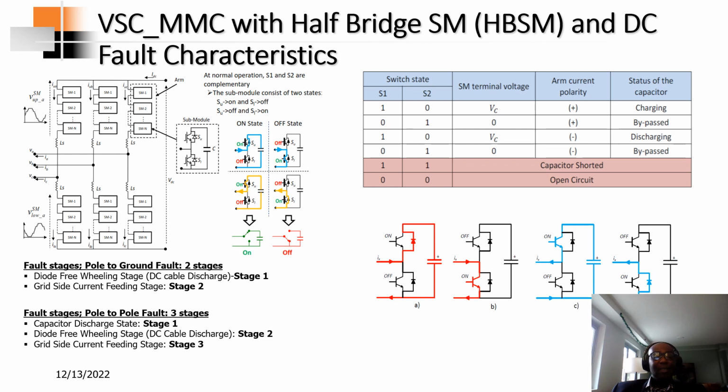Then the next is the cable discharge. That is when the charged capacitance of the cable comes into play, based on the fault. The DC cable fully discharges through the freewheeling diode to the faulted point. And the next stage is stage 3. That is when the grid side also feeds the fault after the cable discharge is completed.